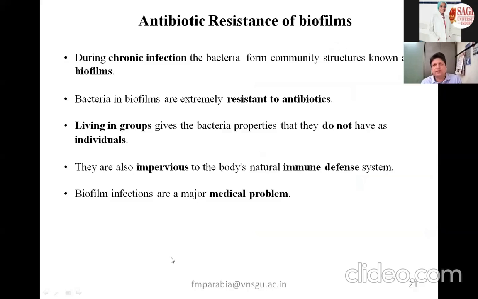The biofilm is utilized. Biofilms are reported for antibiotic resistance. During chronic infection, the bacteria community forms biofilms within the human body, and they show much more resistance to the antibiotic. So living in groups gives the bacteria properties that they do not have as individuals. Individual bacteria do not show that particular resistance to antibiotics, but when the same bacteria are in a biofilm, they will show resistance to antibiotics.